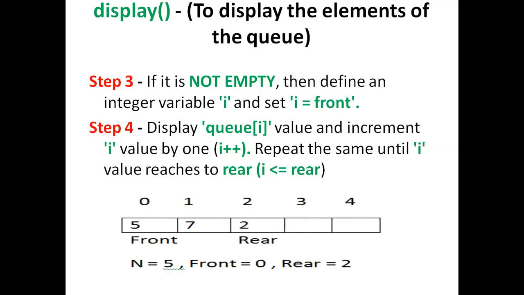Suppose here the I value is initially 0, which means I is at the front value. Front is 0 and rear is 2. So 0 less than or equal to 2, yes, display the queue of 0 value. Again 1 less than or equal to 2, yes, display the queue of 1 value. Again 2 less than or equal to 2, yes, display the queue of 2 element. Yes, our I value reached the rear position, so stop the while loop and display those values 5, 7, 2.